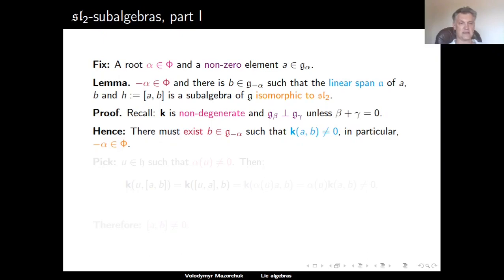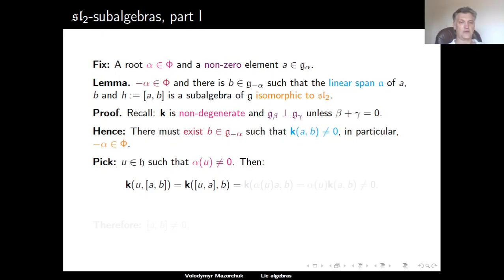So there must exist an element B in G sub minus alpha such that the Killing form of A and B is non-zero. In particular, minus alpha must be a root. So now we pick an arbitrary element U in our Cartan subalgebra H, which has the property that alpha of U is non-zero. This is of course possible since alpha is a root, so alpha is a non-zero element in the dual space. Let us evaluate the Killing form at the element U and the commutator of A and B.